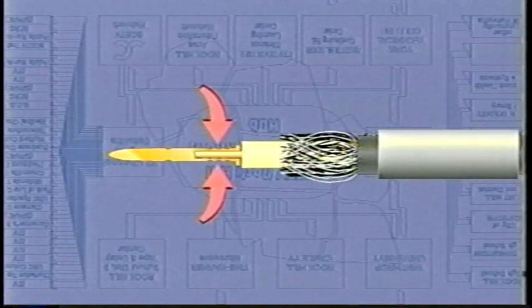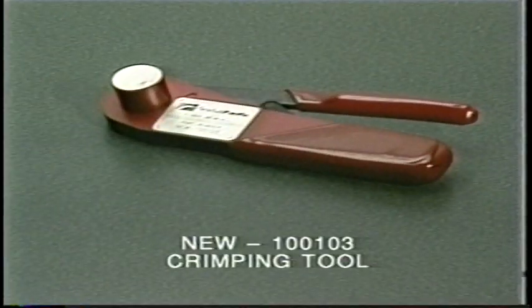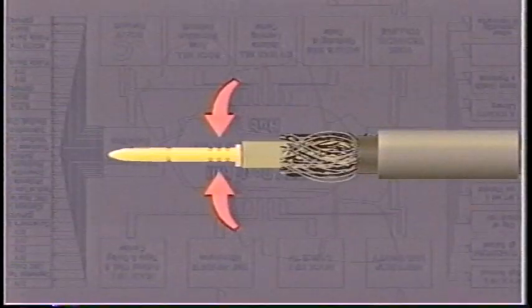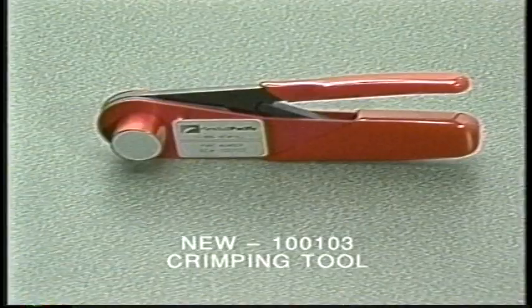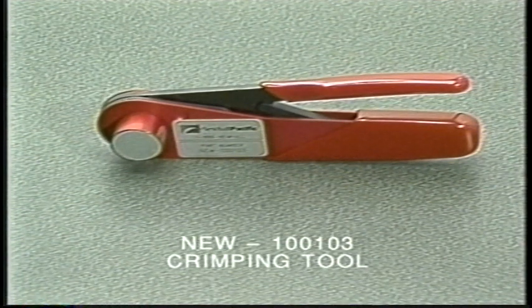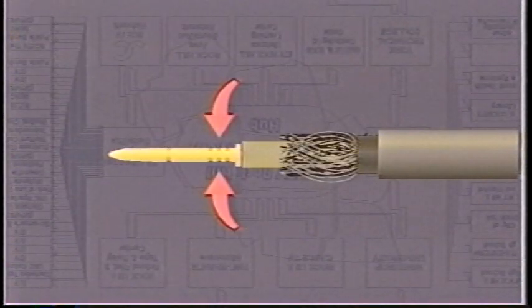Now the center pin must be attached to the center conductor. All pins must be crimped to the center conductor. The NEW 100-103 crimping tool must be used. This tool makes a triple dimple crimp on the pin. Other center pin crimping tools may be available, but the NEW 100-103 tool is the only center pin crimping tool certified for use by SBC on these connectors.